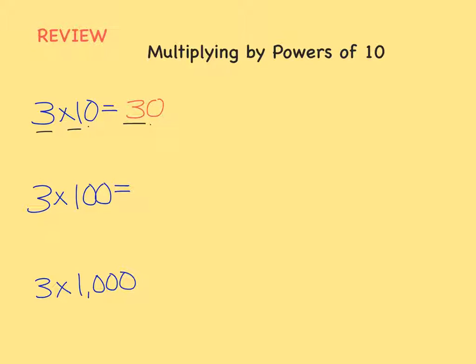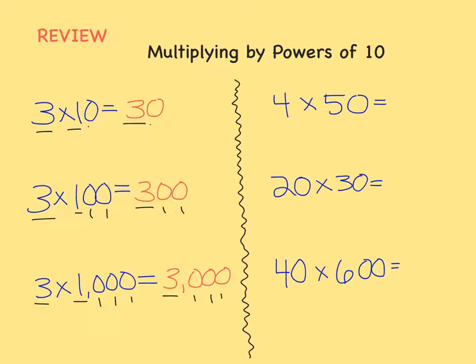3 times 100 is 3 groups of hundreds, so that's just 300. 3 times 1 equals 3, and there's 2 zeros. 3 times 1,000 is 3 groups of 1,000, which equals 3,000. 3 times 1 equals 3, and there's 3 zeros in each. Let's try these ones using our mental math strategy.